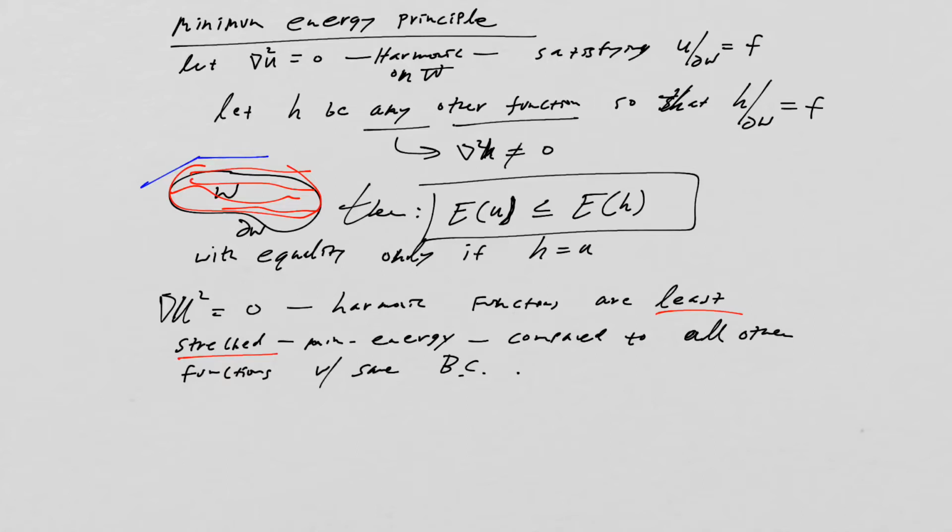All right. Now we want to do two things in this video. First, we're going to prove the theorem, the minimum energy. And then, of course, we're actually going to look at an example, just to verify that it is, in fact, lower energy if you look at a harmonic function than some other function satisfying the same boundary conditions.